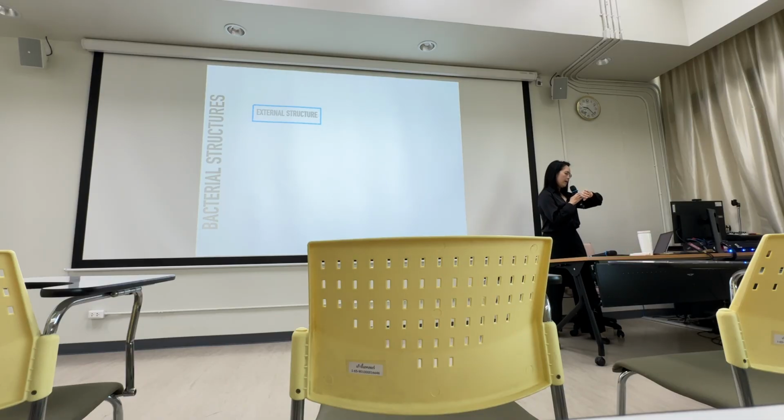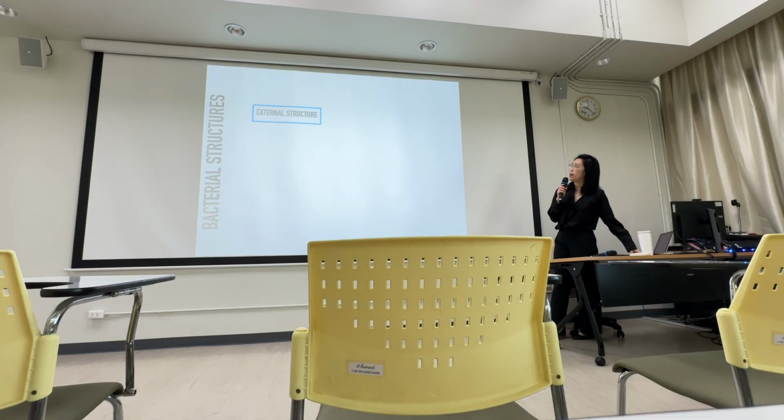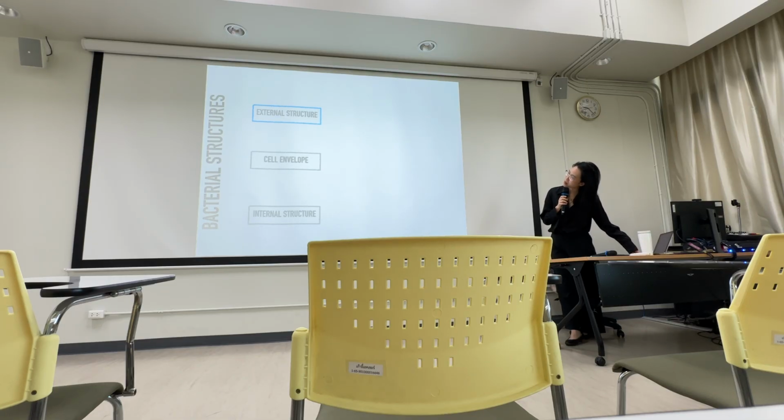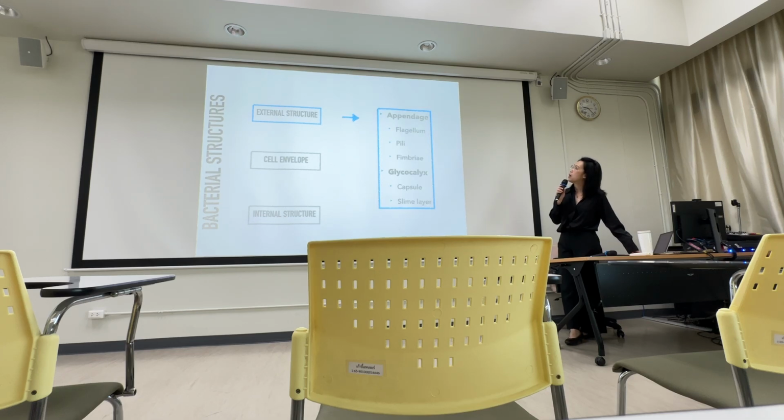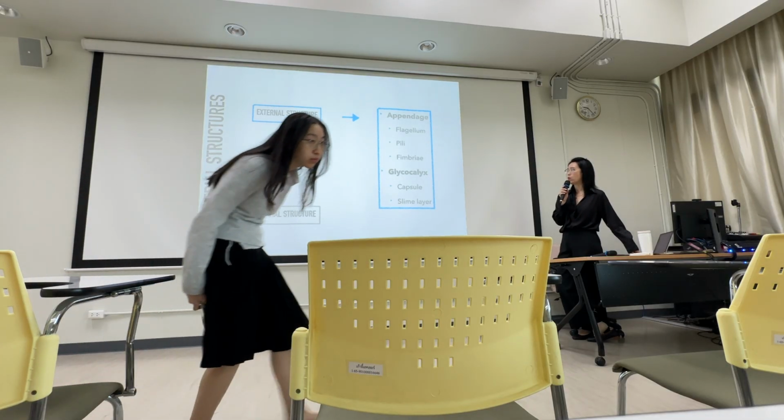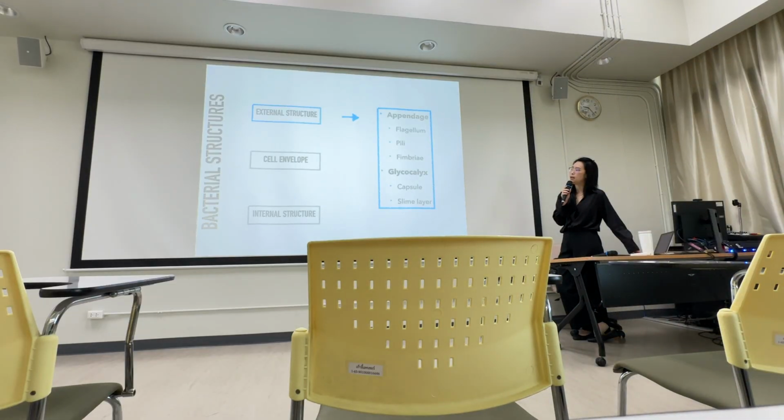So next, the bacterial structures. We will talk about the external structures. We group them into three types: the external structure, the internal structure, and the part of the cell envelope. The external structure is composed of flagellum, pili, and fibrils. These three appendages are involved in the motility of the bacteria. The next one is the glycocalyx, which can be grouped into capsule and slime layer. The glycocalyx is involved in the cell protection of the bacteria.